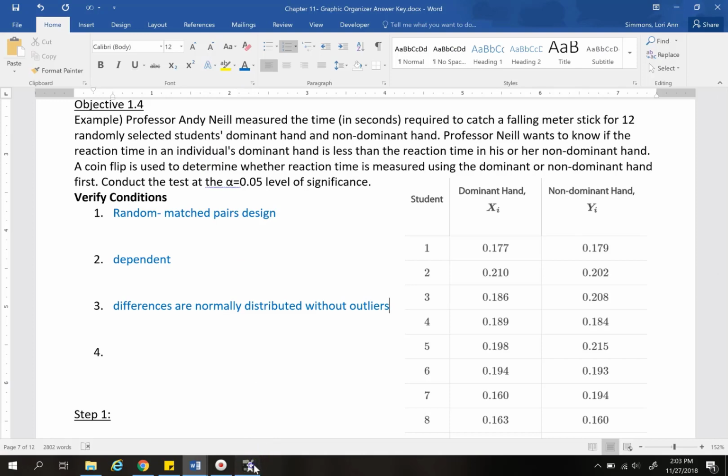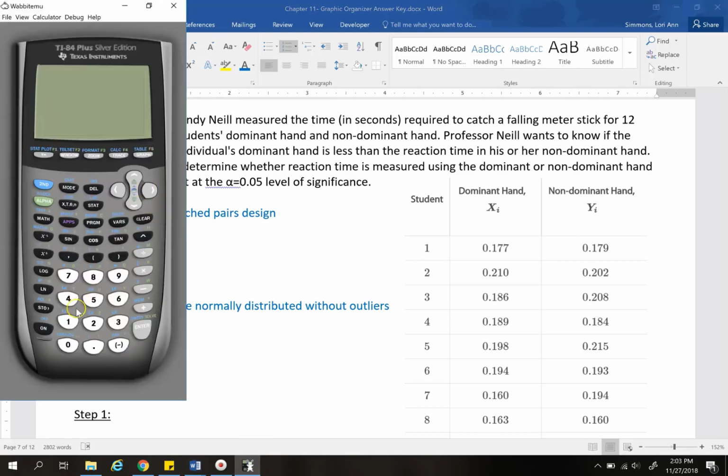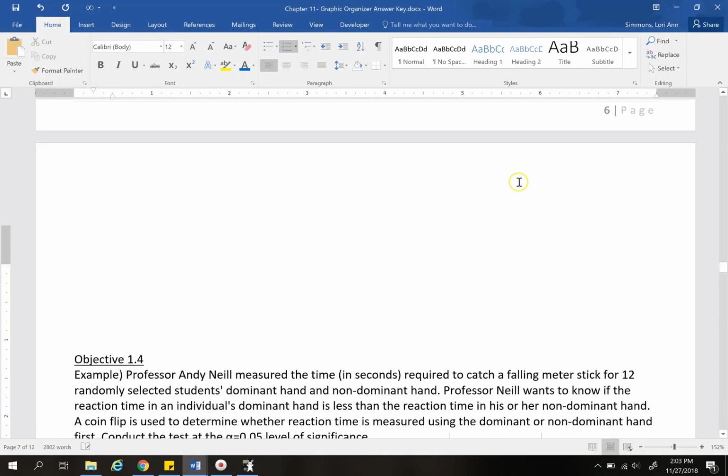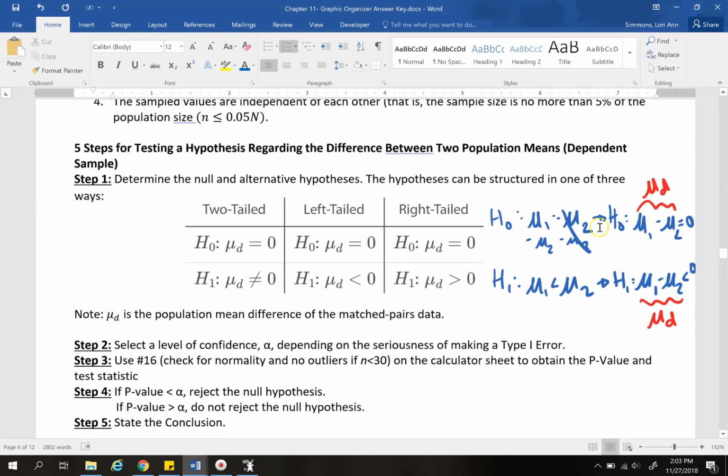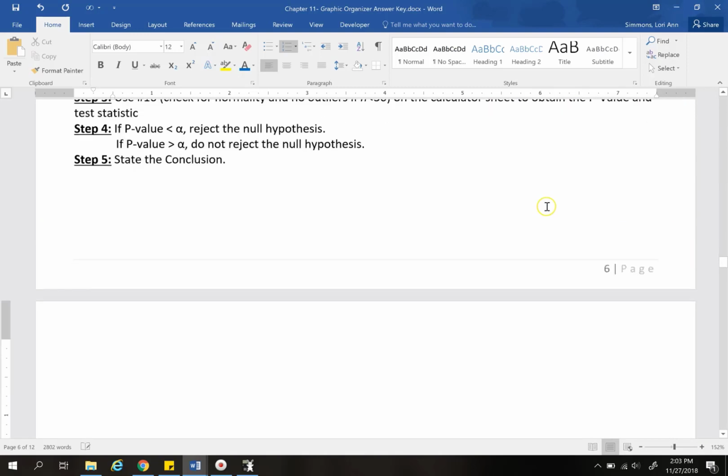Without outliers. So what we're going to do is we need to determine which one's going to be in list 1 and list 2. So we need mu sub 1, whatever is on the left hand side.